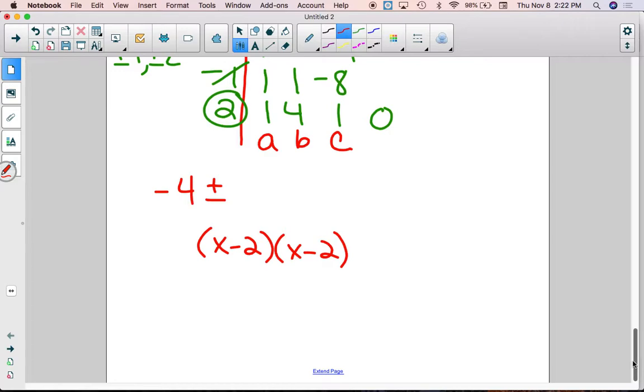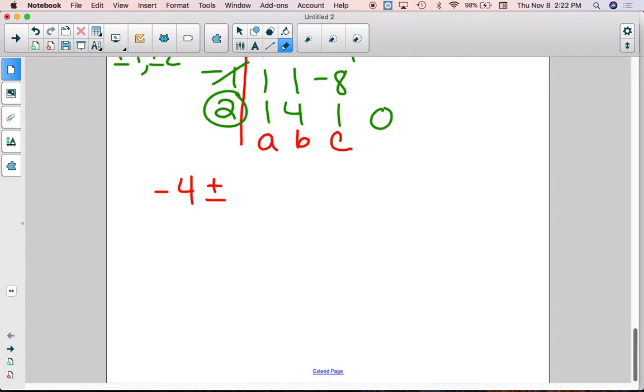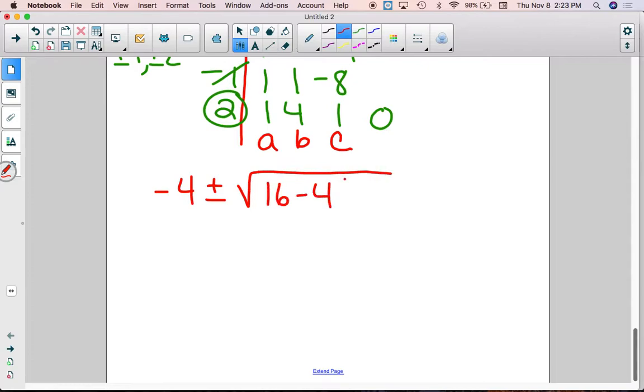Since I started out with an x to the 4th, if I had an x to the 5th, would I have to do the synthetic division 3 times? Yes. And in 6, I'd have to do it 4 times, etc. Yes. Okay, so plug this into the quadratic formula: negative b plus or minus the square root of b squared minus 4ac.